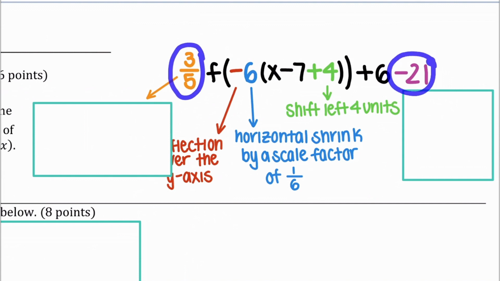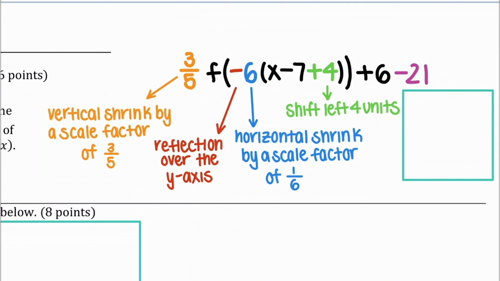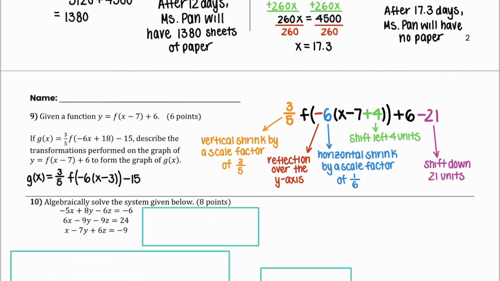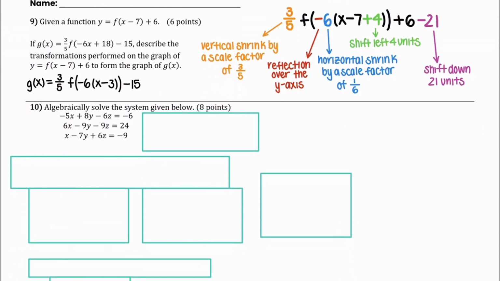And then lastly, we have our two operations on the outside, 3/5 and this negative 21. That's influencing the outputs, or in other words, the y values. So 3/5 is a vertical shrink by a scale factor of 3/5, because multiplying a number by something smaller than 1 makes it smaller, hence why it's a shrink. And our last one, minus 21, is a shift down of 21 units. So that concludes question number 9.